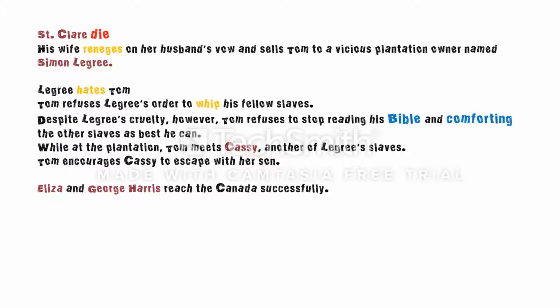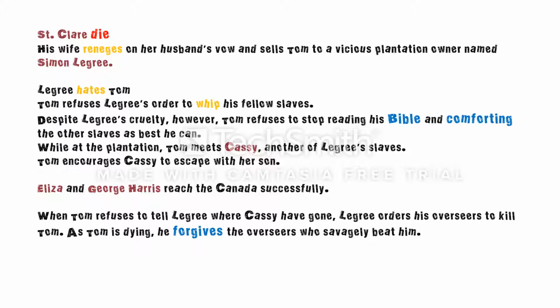When Legree finds that Cassie escaped from the plantation, he became really angry, mad, and crazy about this. He asked Tom about this, but Tom refuses to tell Legree where Cassie has gone. Because of this, Legree orders his overseers to kill Tom. As Tom is dying, he forgives the overseers who actually kill him.